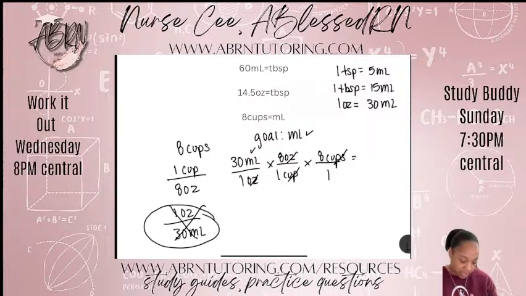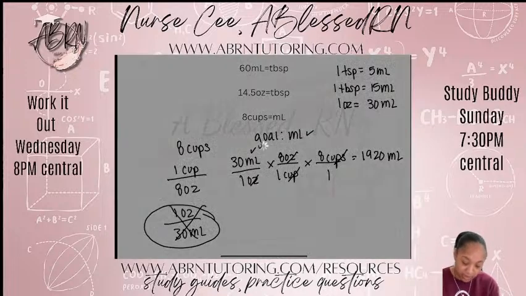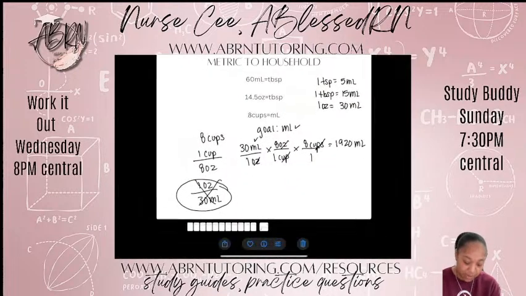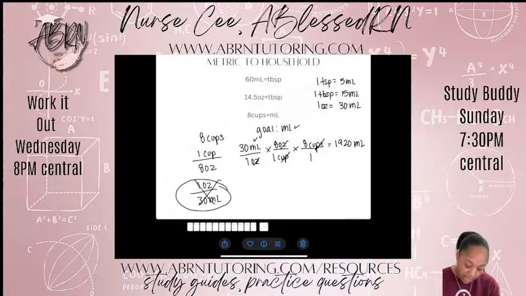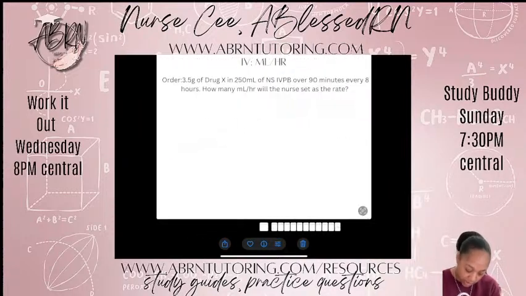So 30 times 8 times 8 equals, because the bottom is 1. So anything divided by 1 is going to be itself. So this is how many milliliters. Okay. It's kind of easy. You just have to know the conversions. So it will be easy if you know your conversions. So every day, try to get you some conversions in your life.